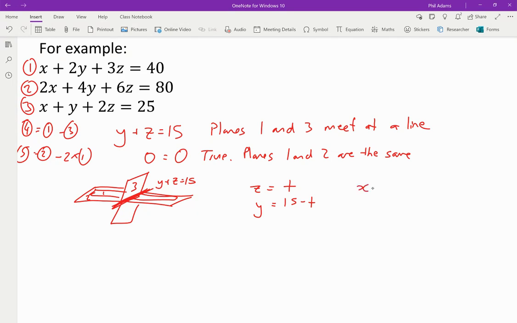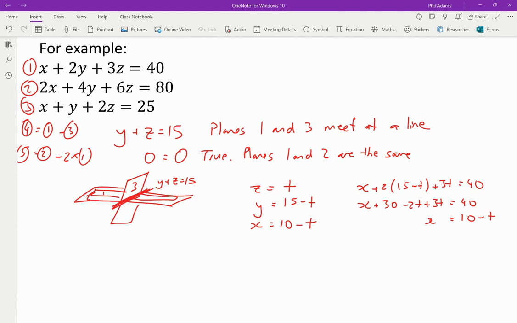So I'm just going to do equation 1. So that's going to give me x plus 2 lots of this y, so that's 2 lots of 15 minus t, plus 3z, so that's 3t, equals 40. And I can rearrange this. So now I've got x plus 30 minus 2t plus 3t equals 40. And so I have an expression for x now, which is going to be 10 minus t.